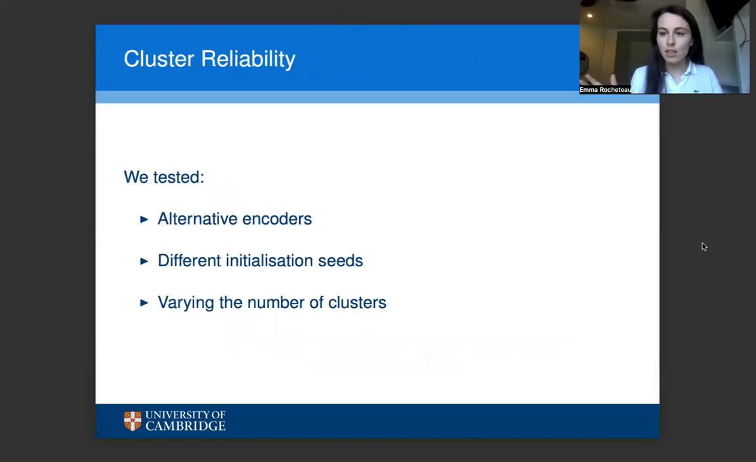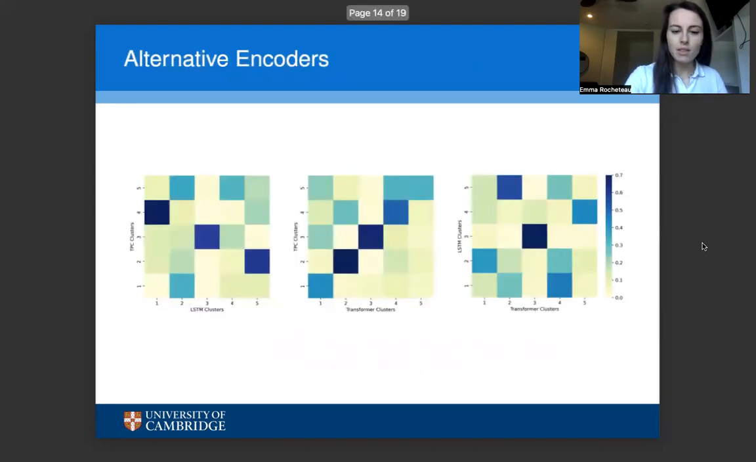Obviously, none of this cluster analysis means anything unless we can trust the clusters that the model's giving us. So we changed many aspects of the setup to see if we would get similar clusters. I'll go through these in turn. Here are some heat maps showing which cluster the patient's placed in using different encoders, comparing two at a time. This allows us to see which clusters correspond to one another.